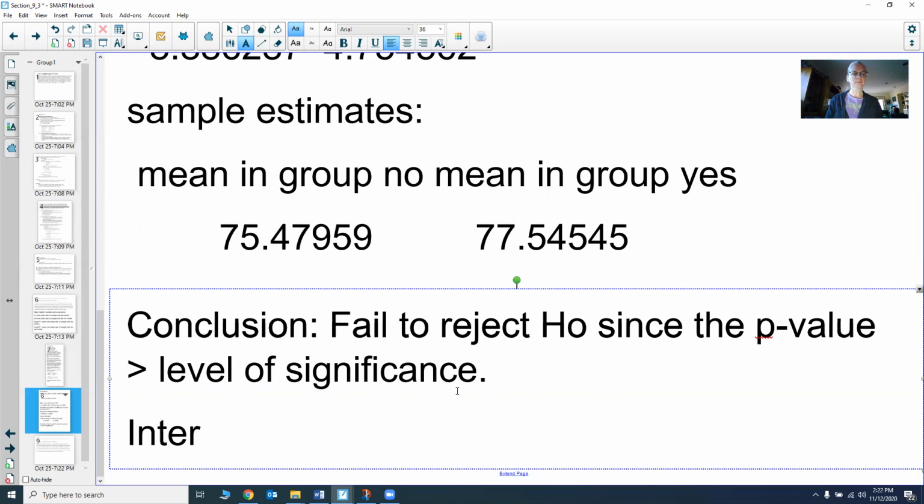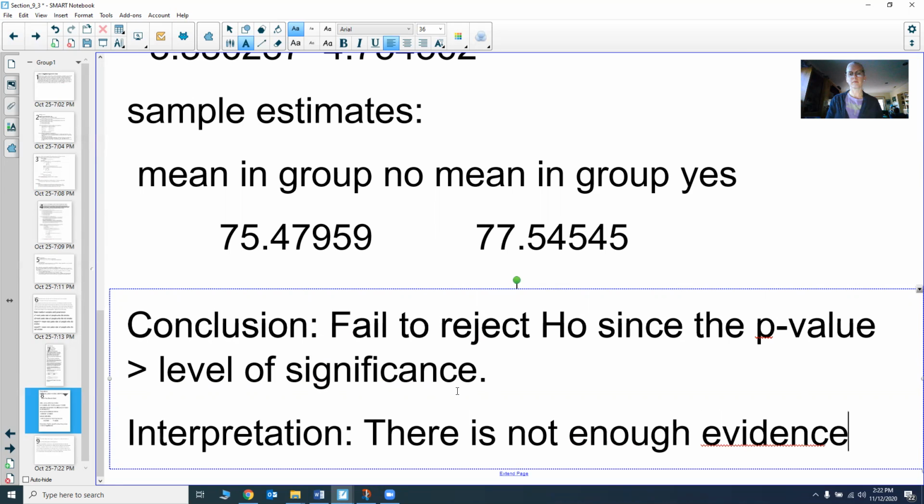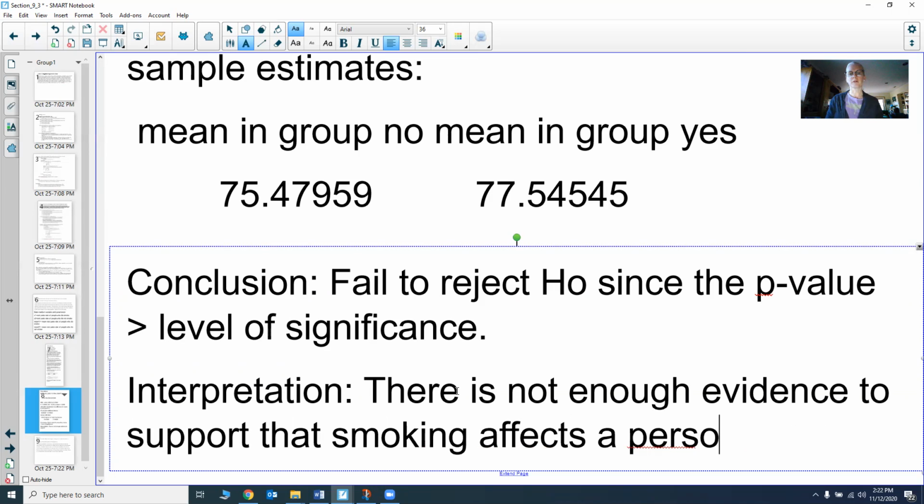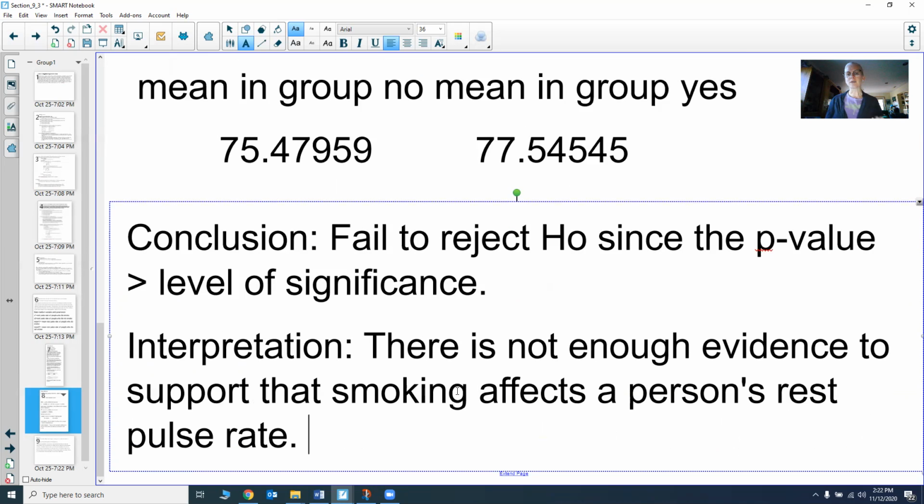And then our interpretation is that there is not enough data or evidence to support that smoking affects a person's resting pulse rate. That wasn't exactly what I said in my HA, but that's really what the HA was. That was really my question. And so there's not enough evidence to show it. And there's your hypothesis test.